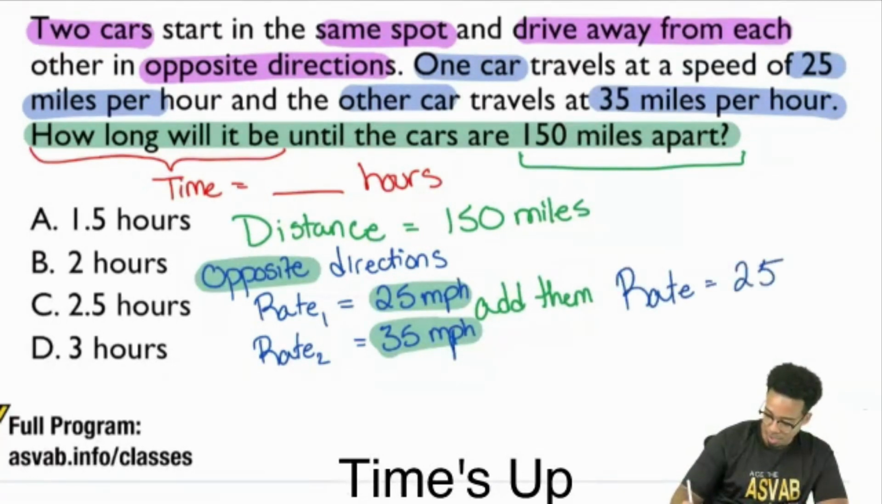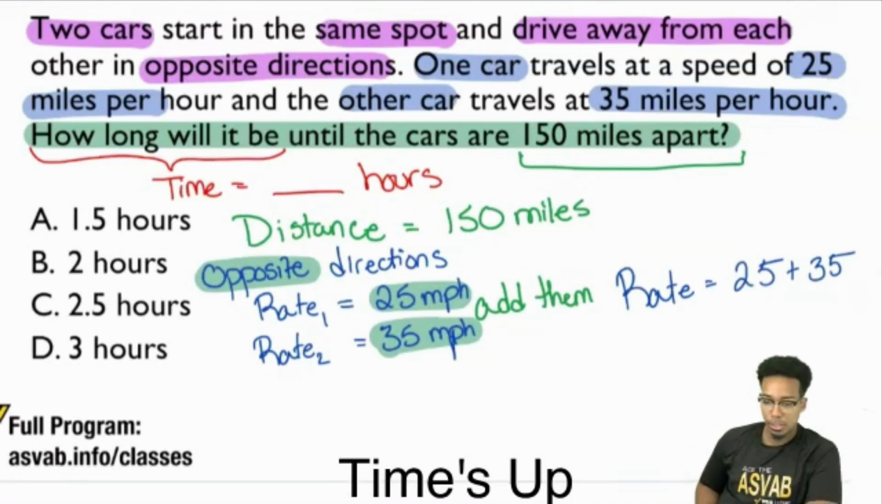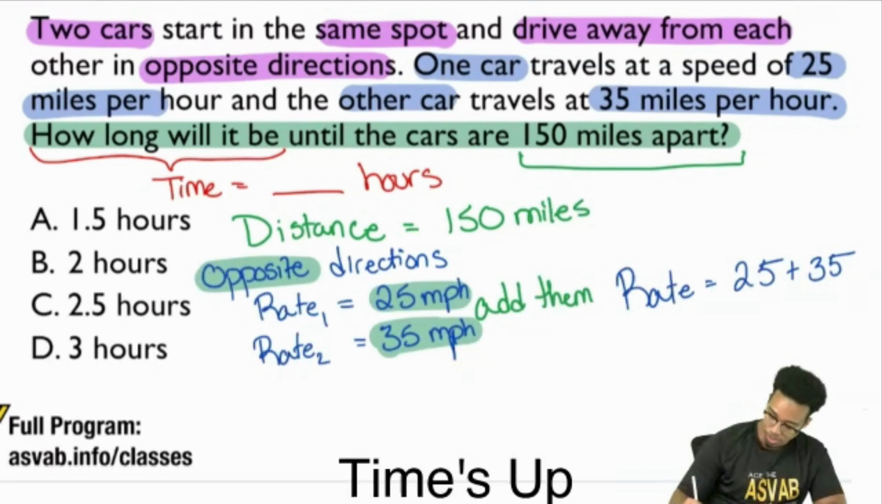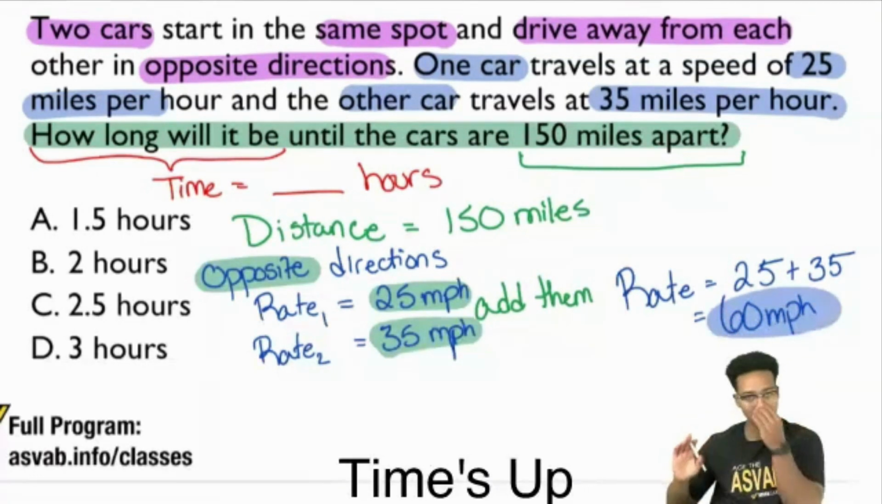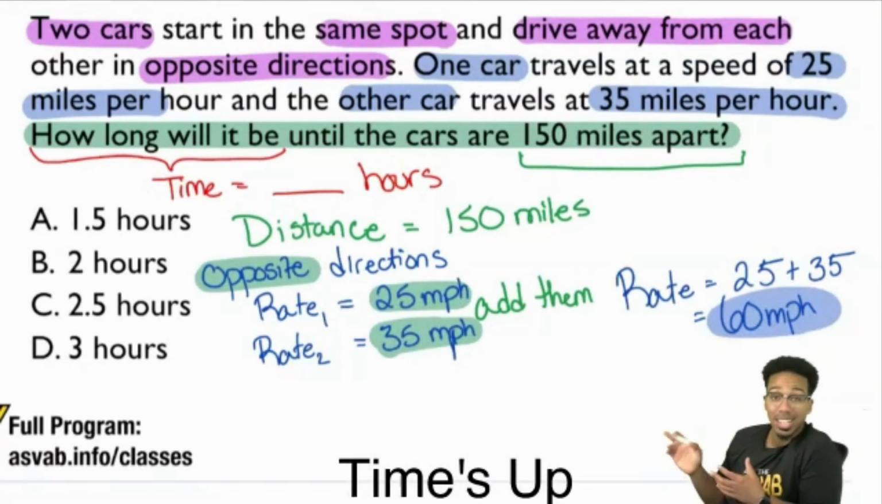25 plus 35. Everybody, what's 25 plus 35? Help me out. What's 25 plus 35? That is 60. That's correct. Appreciate y'all. 60 miles per hour. That is our true rate. Before I continue, again, does everybody understand how we got that 60?